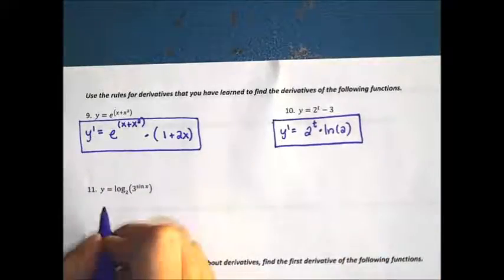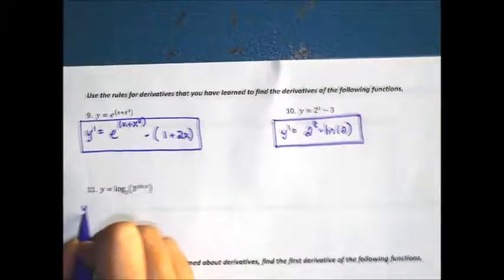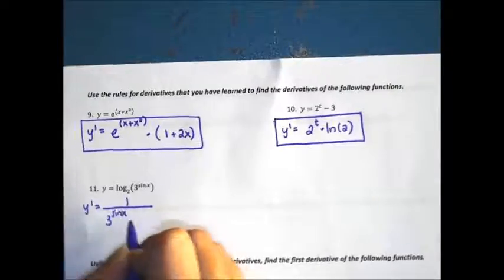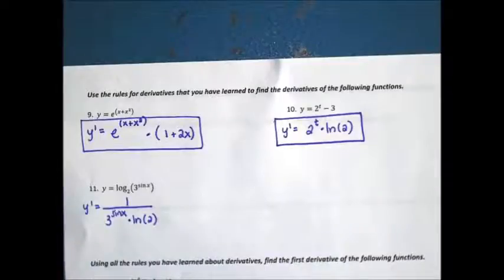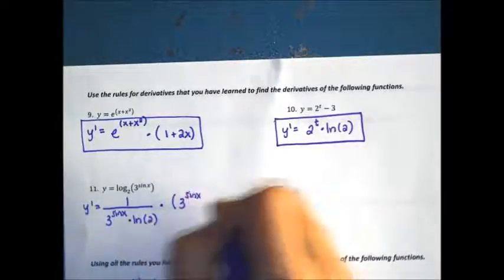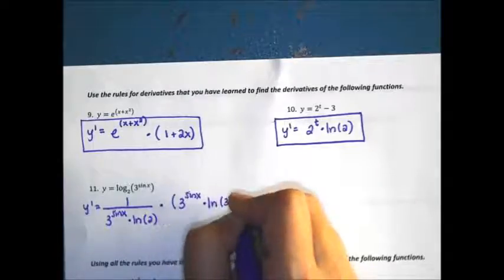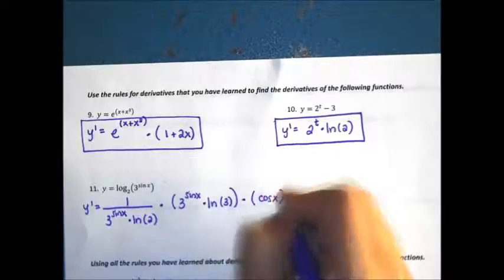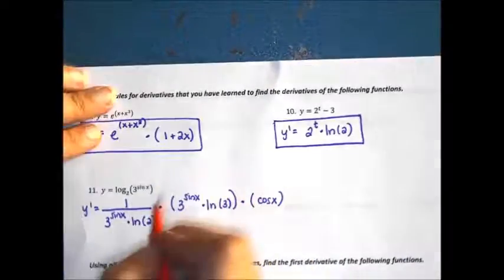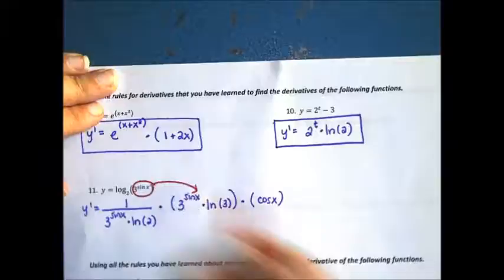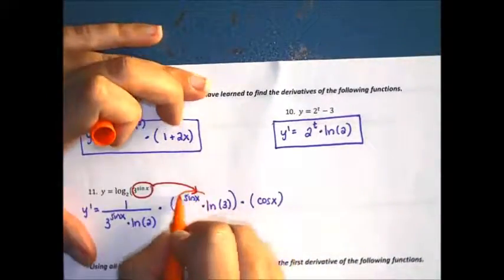The derivative of log base 2 of 3 to the sine of x would be 1 over 3 to the sine of x power times the natural log of 2. Then I need to take the derivative of the 3 to the sine of x part, which would be 3 to the sine of x times the natural log of 3. And then I need to take the derivative of sine, which would be cosine. This is just chain rule on steroids. So we did the original, we did the log part, then the derivative of the next inside part is here, and the derivative of the sine part is here.